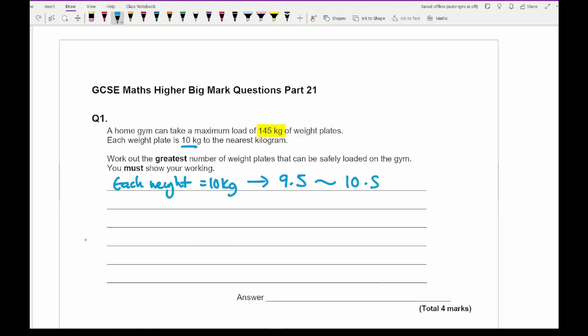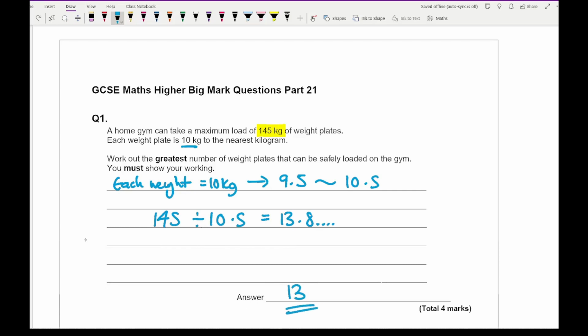And now what we need to do is look at the worst case scenario. The total weight of the load is fixed at 145, but the worst case is having the heaviest type of plate, so that's going to be divided by 10.5. If we work that out on our calculator we get an answer of around 13.8, and rounded down we get an answer of 13.